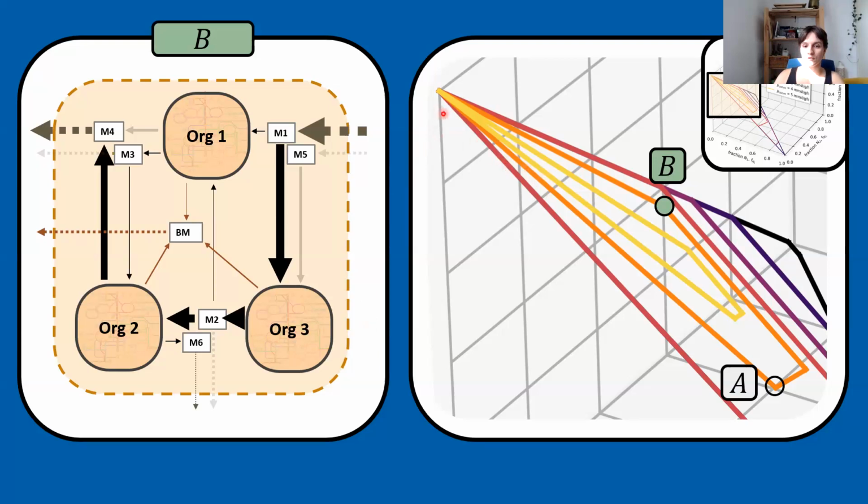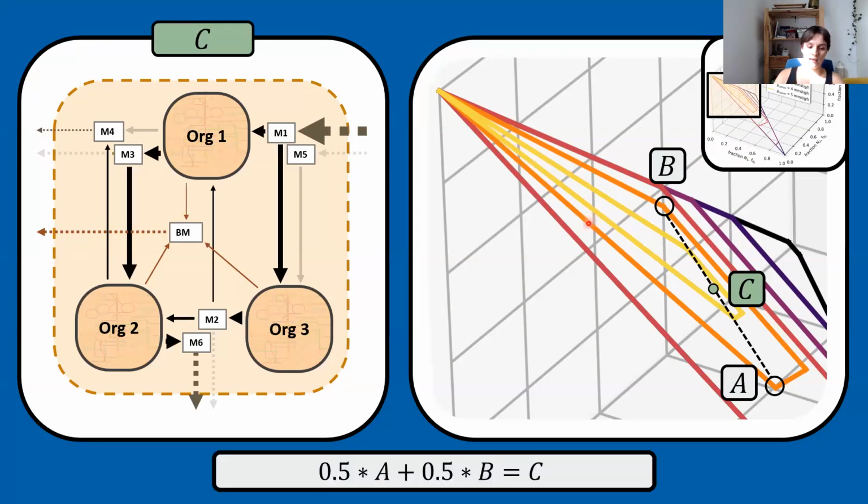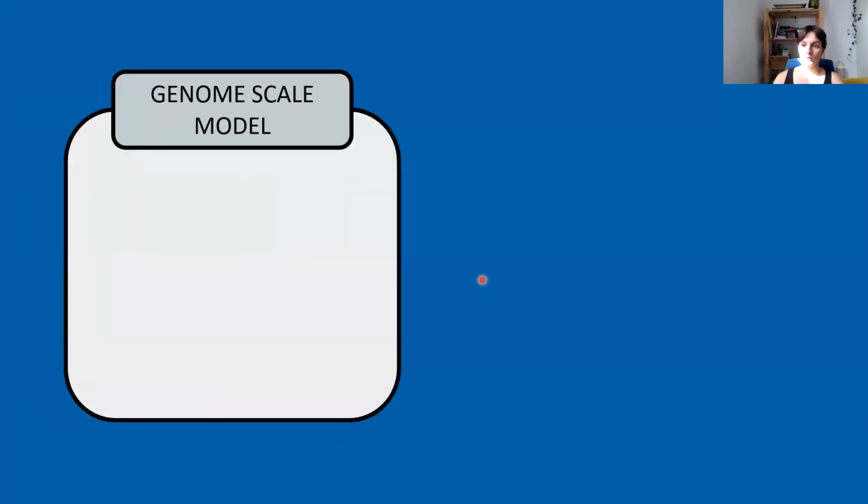But what if you are not just interested in the vertices, but in a point within this community composition space, as for example, point C here? This can very easily be calculated by a linear combination of our vertices. So 0.5 times A plus 0.5 times B equals our point C here, which is a mixture of point A and B.